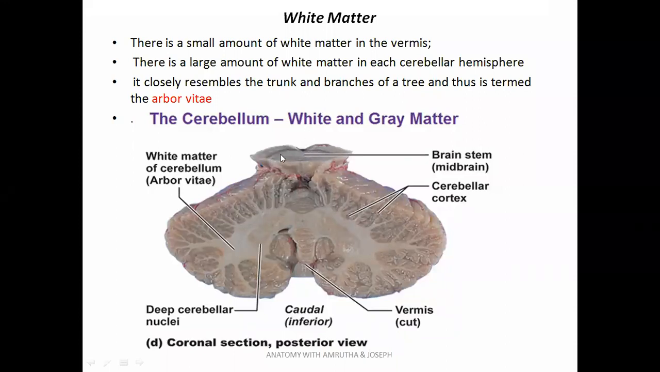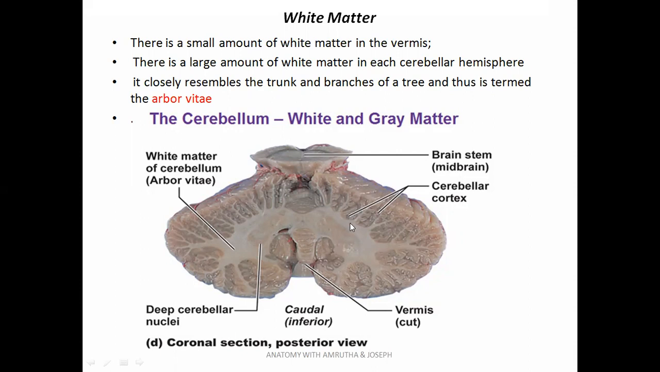Anteriorly you can see the brainstem. There's a small amount of white matter in the vermis, so when you look at the vermis, you may expect a little bit of white matter. I think you can get the orientation. This is the right cerebellar hemisphere, the left cerebellar hemisphere, and this is the pons, and below it will be the medulla oblongata. There's a large amount of white matter in each cerebellar hemisphere. Look at the white matter in the cerebellum. It is in a large amount, as you can see there.